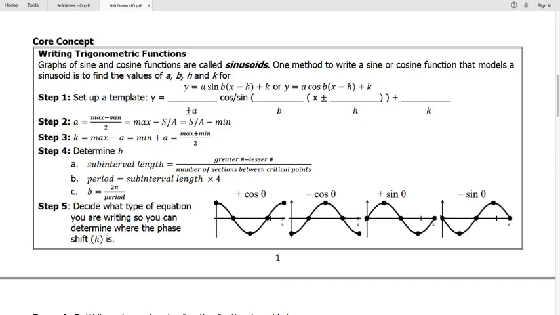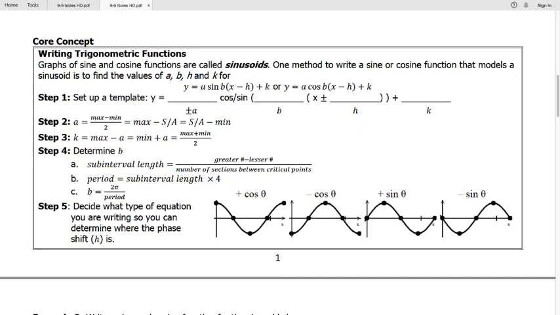But this is something you'll come back to next year in pre-calculus as well. So if you follow these set of steps, you'll be able to do the even more difficult graphing problems next year when you're given less information than what we've got in the next example. So I'm going to ask you guys to write sine and cosine equations for the curve.